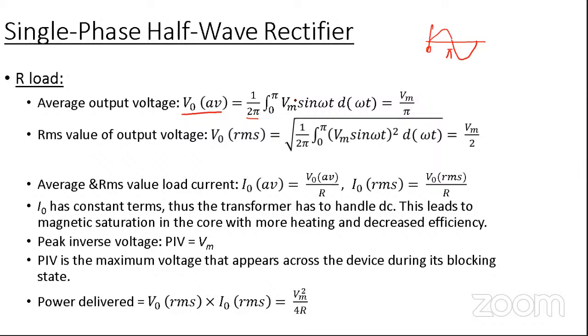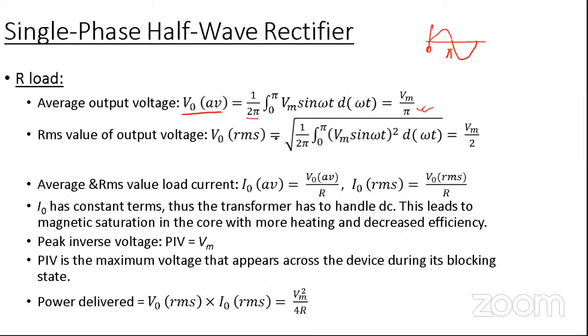This is a very simple integration, and after integrating you have to put in the limits 0 to pi, and ultimately you will get Vm by pi. So this is the simple integration. Either you have to remember or you have to practice: what is the integration of sine omega t, of sine square omega t, of cos omega t, like that.